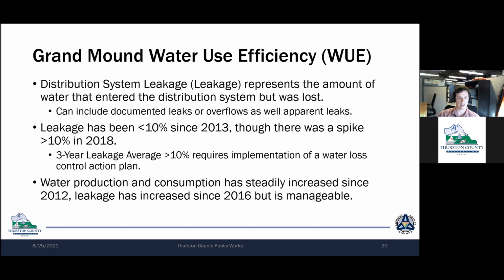Water production and consumption has steadily increased since 2012, and leakage has increased since 2016, but is still manageable for this system. Though water production and consumption has increased in Grand Mound over time, recently production and consumption have decreased from their highest levels in 2018, as could be seen in the water use table and graph. Overall, we are hoping that production, consumption, and leakage levels continue to decrease over time as water is used more efficiently.